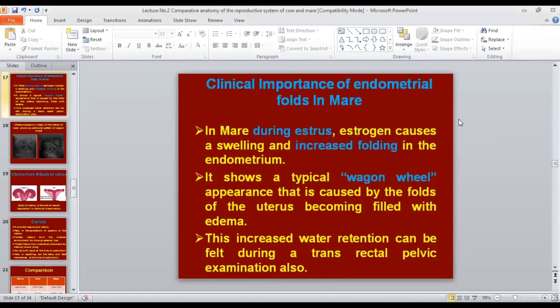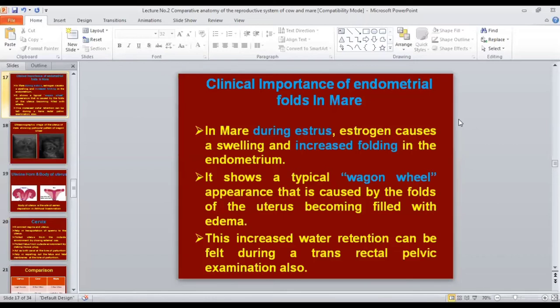Okay. Then the clinical importance of endometrial folds in the mare. I have discussed somewhat about this feature, but the details are in this slide. As you know, during estrus, estrogen causes swelling, and it leads to increased folding in the endometrium. That is particular to the mare, as the endometrium of the mare comprises folds known as endometrial folds.